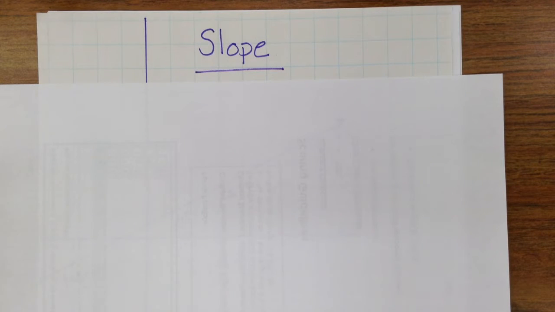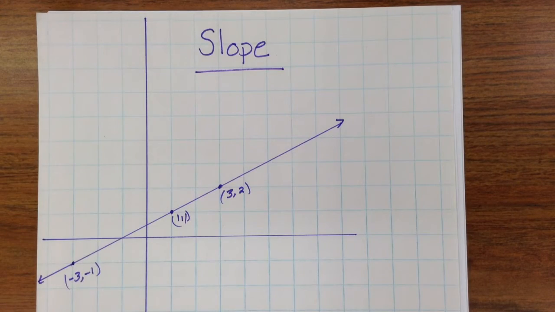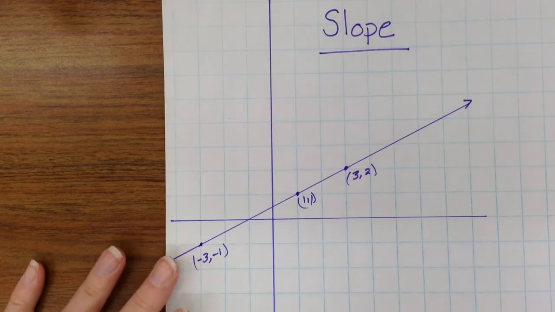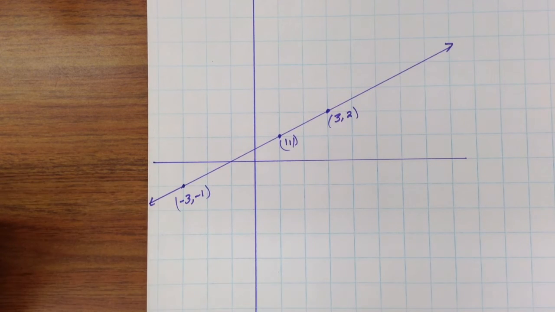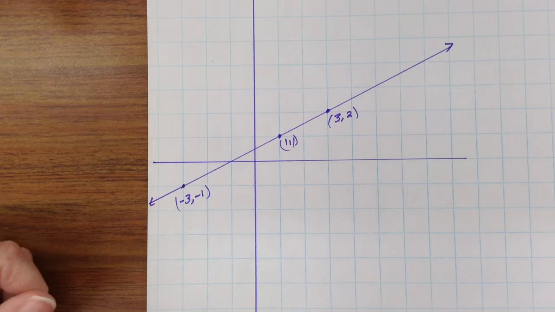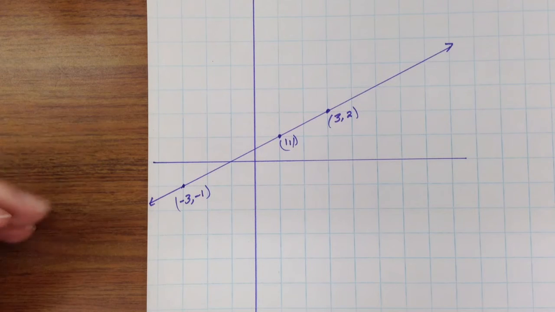So let's look at an example together. Pause the video and get this written down. I have here a line, and I have labeled 3 points on the line. And I would like to describe the slope. Well, there's a couple of different ways that we can arrive at the same answer for slope.